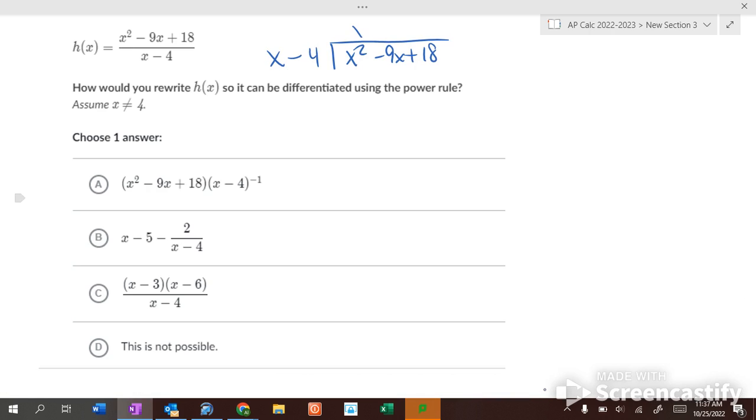What times x is x squared? Well, x is, and you get x squared minus 4x. Change the signs of the bottom row and then add. You get negative 5x plus 18. So then you go negative 5 to get negative 5x plus 20. Change the signs in the bottom row and you get negative 2. So then you get this: x minus 5 minus 2 over x minus 4. So you get that. You can do the power rule to that.